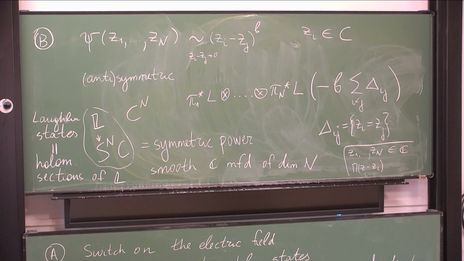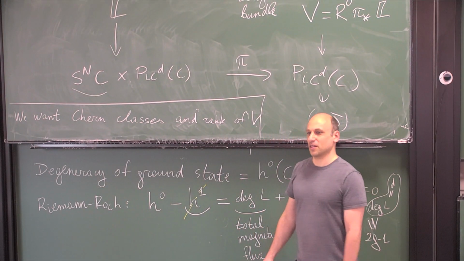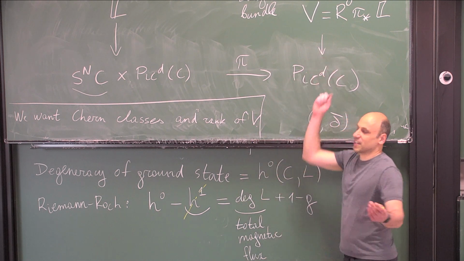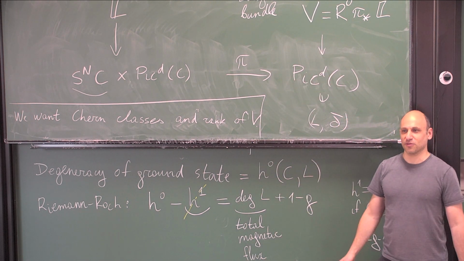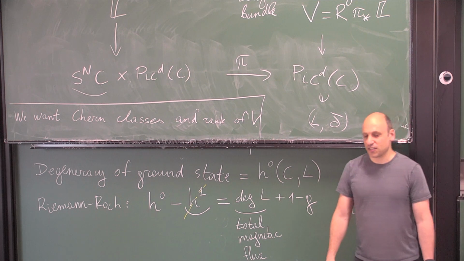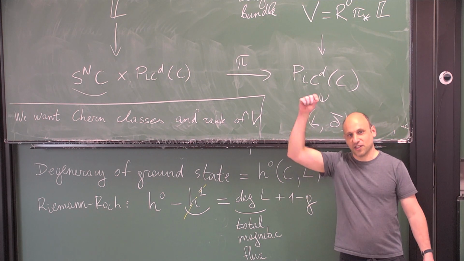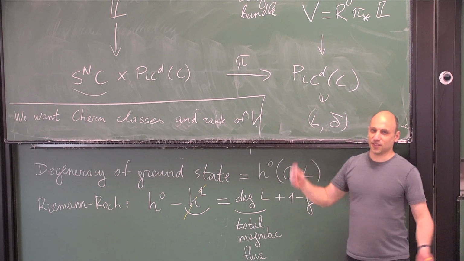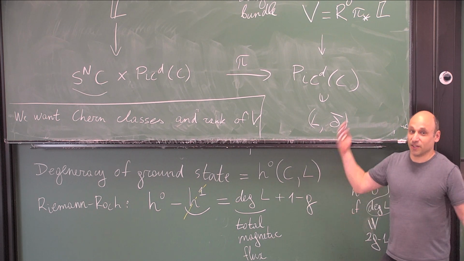I'm still trying to understand what happens if n becomes very large. If there are too many particles, then there are simply no sections of this line bundle. So this vector bundle becomes rank 0. All right. So in physics, that means that you have to put particles into high Landau levels. Exactly. In math, it means that it's just impossible. There are no sections.